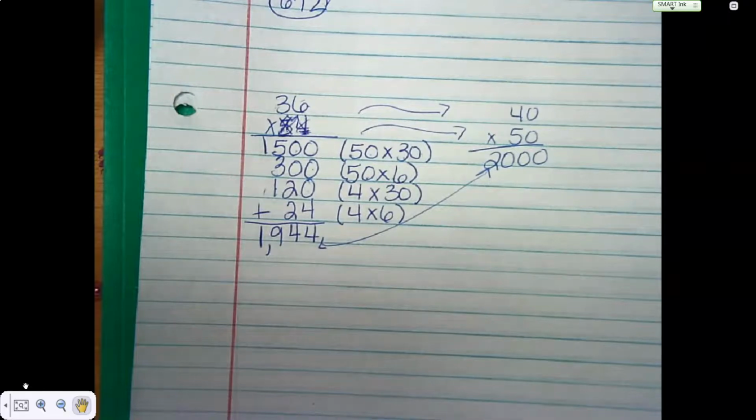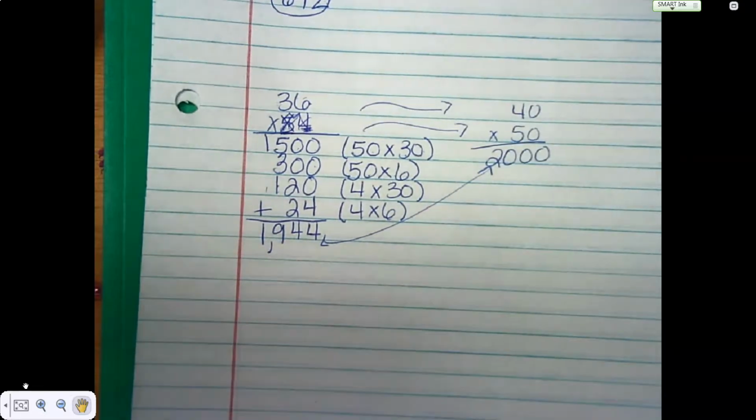So as you work today, I want you to try partial products, and then remember you can always use area model to check your accuracy, and you can use estimation to check to see if you are reasonable.